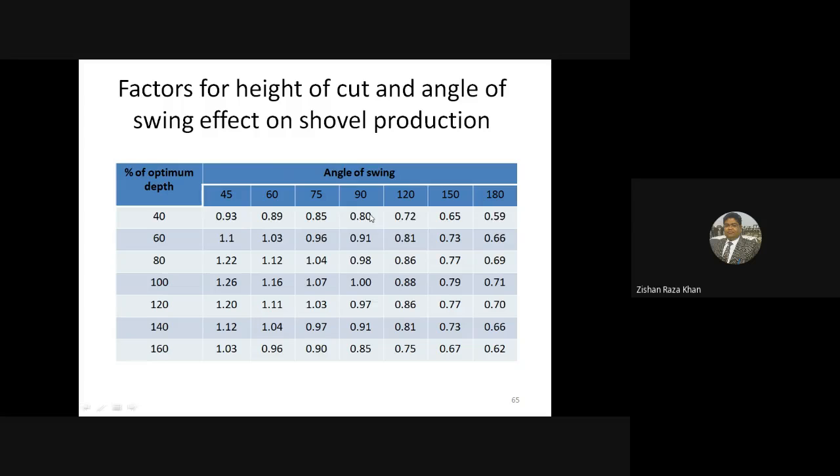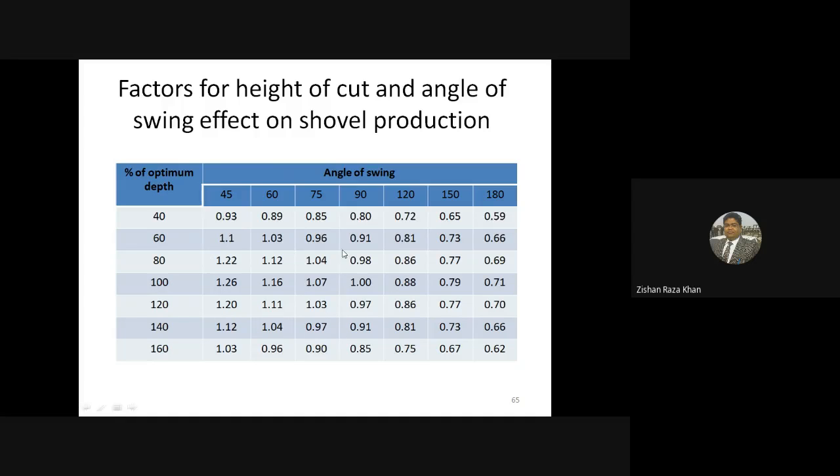If you want to find the ideal situation, you can see this one is lying in just the middle of the chart, where the angle of swing is 90 degrees and the percentage depth of cut is 100. At this position, you can assume that the output of the shovel is balanced, and at 100% it is working at 100% capacity. Any addition or reduction in the angle of swing may give you some better response, which can be seen in this box.